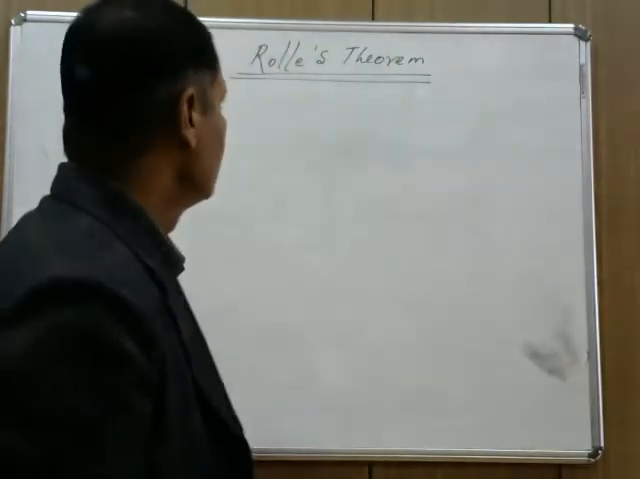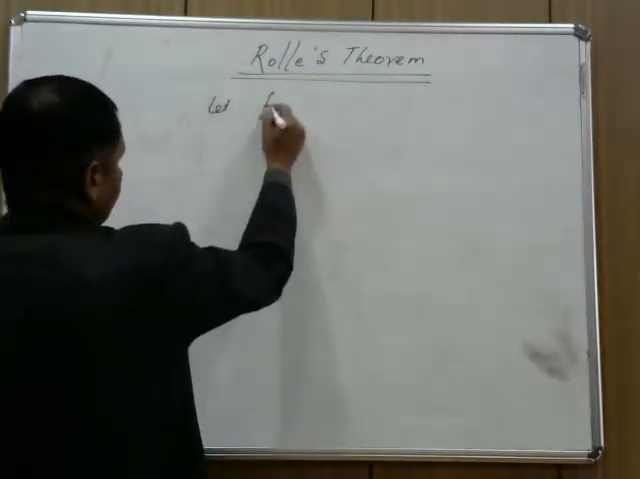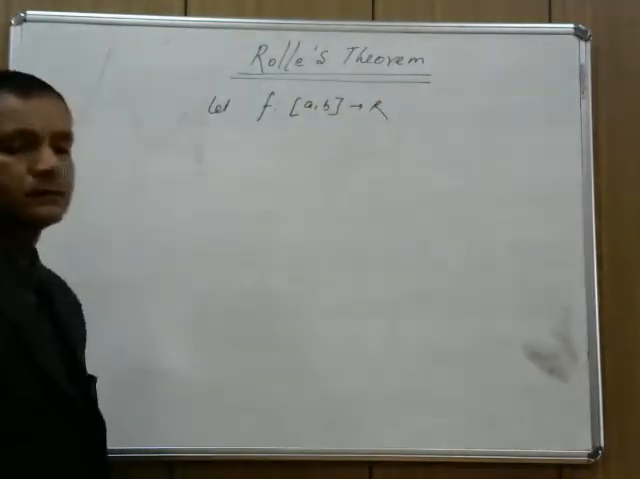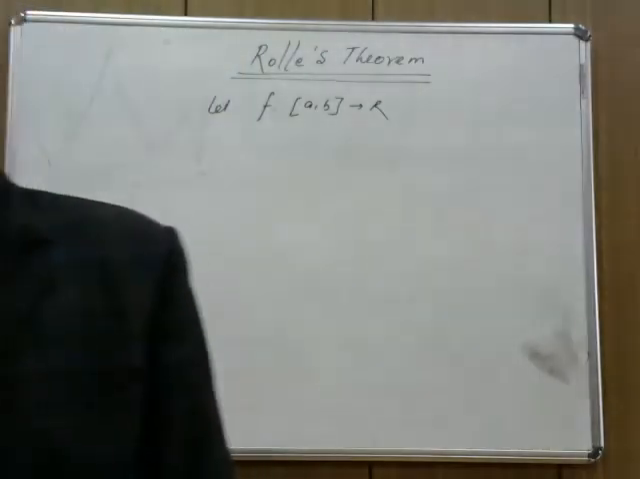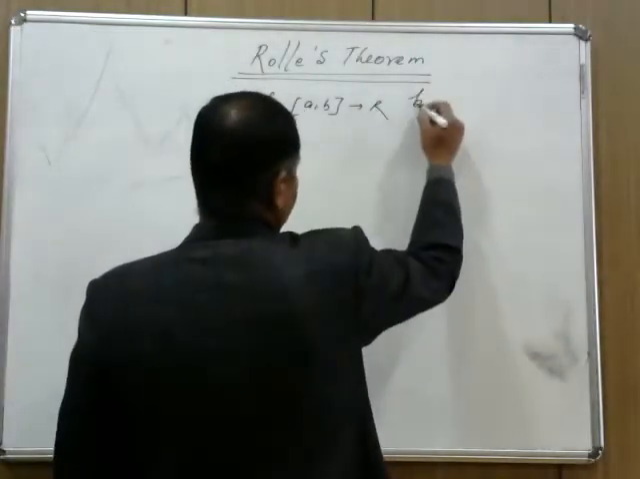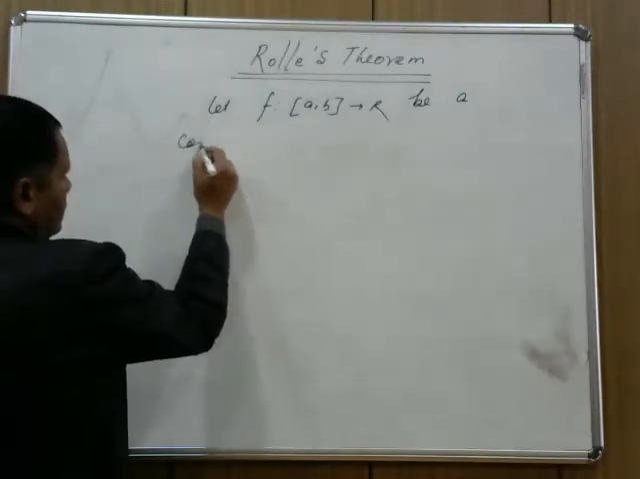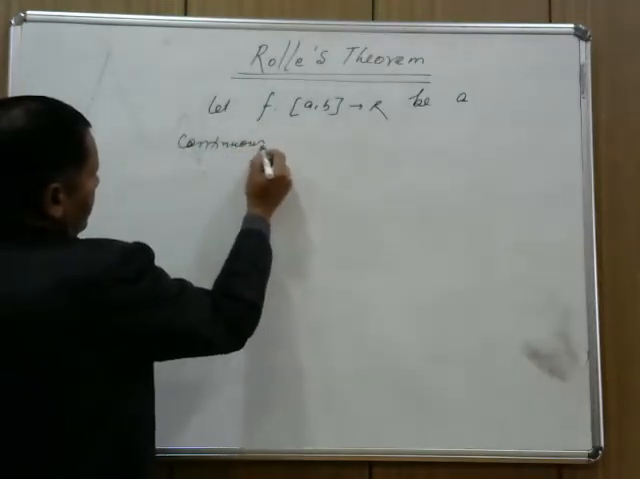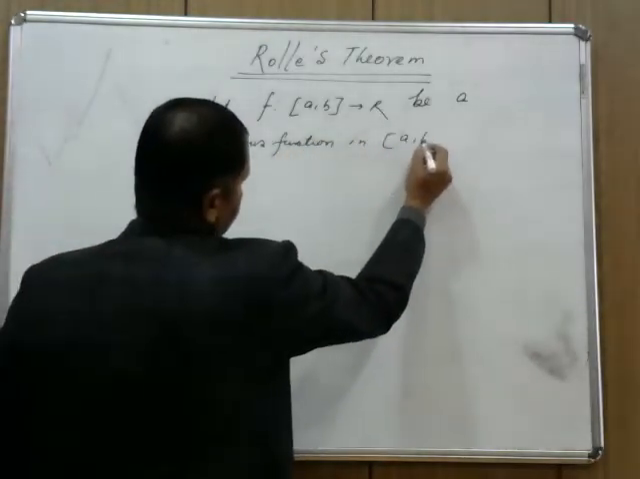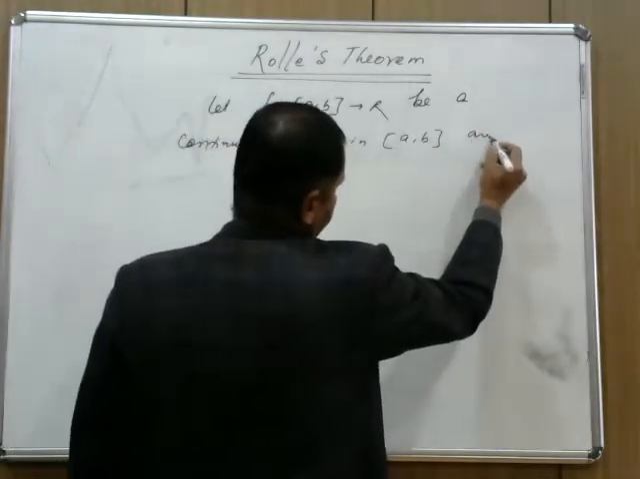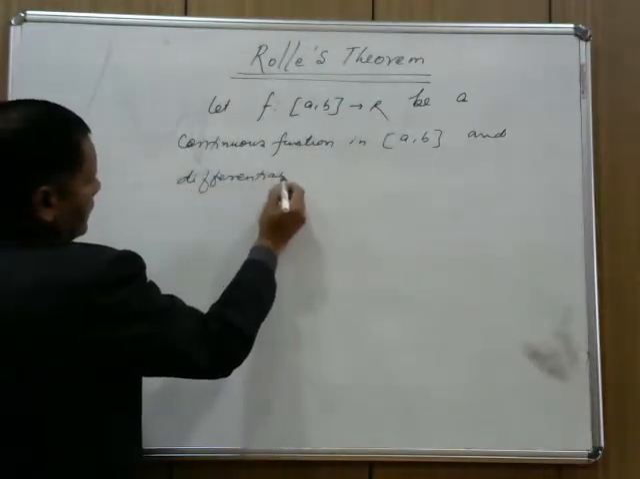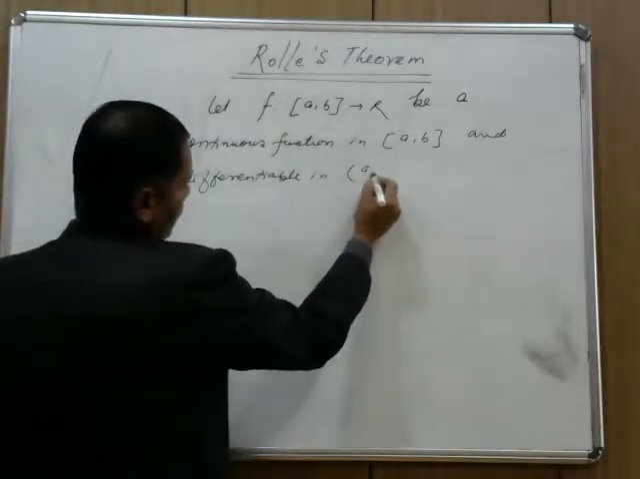Let f be a function from a, b to R. The domain of the function is a, b, and the range of the function is R. Let f be a continuous function in the closed interval a, b and differentiable in the open interval a, b.